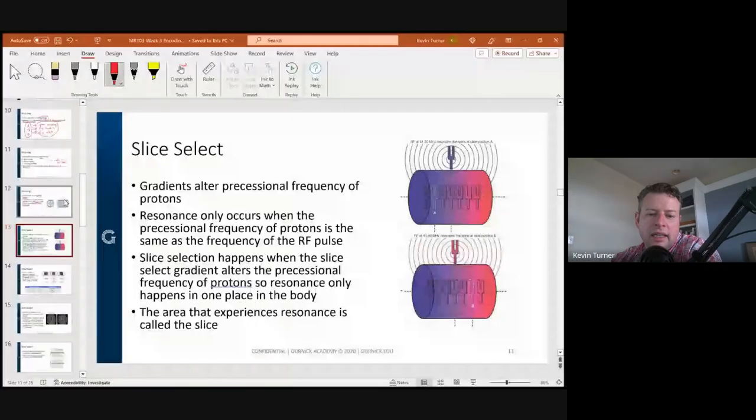Okay, so we're going to start by talking about the slice select gradient. The slice select gradient is what aims RF energy in the body. So when we talk about an MRI slice inside of patients, we create slices that end up creating images.